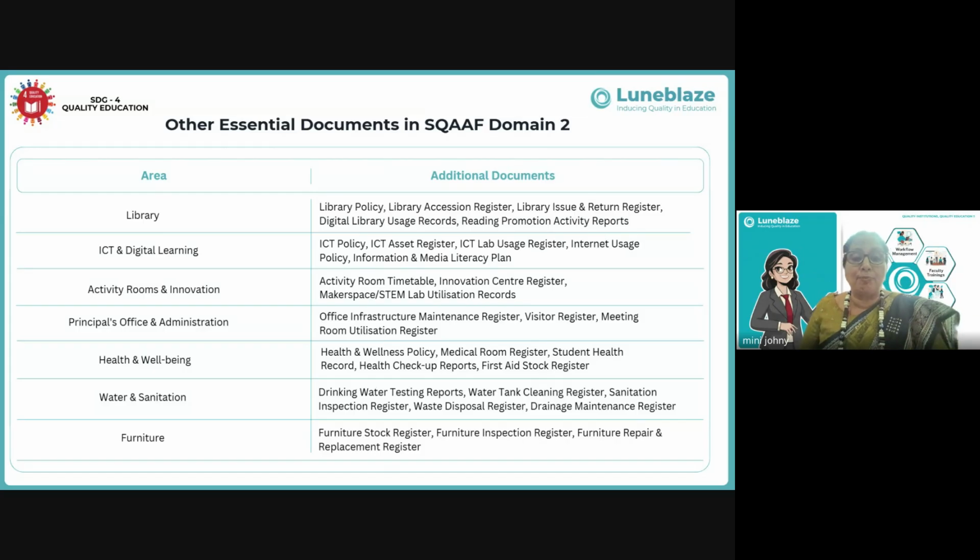ICT and digital learning. What is our ICT policy? ICT asset register, ICT lab usage register, internet usage register, policy, information and media literacy plan.